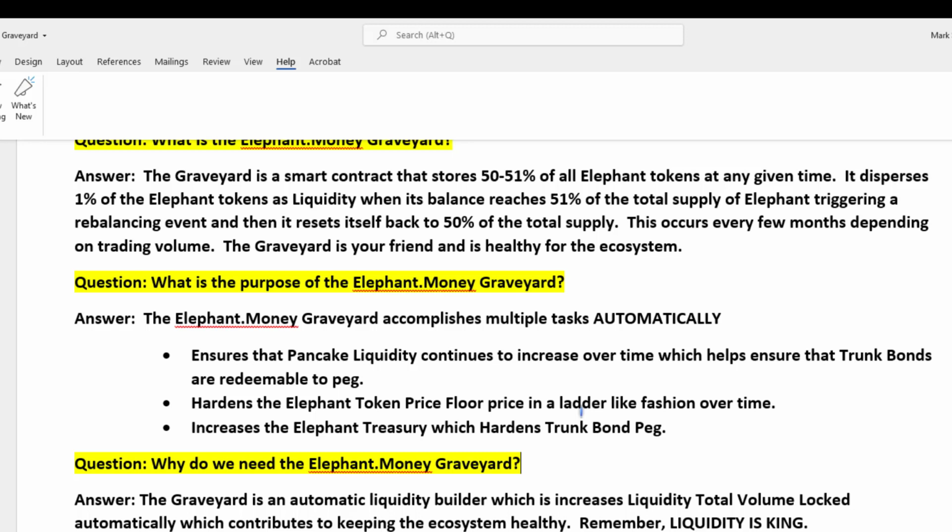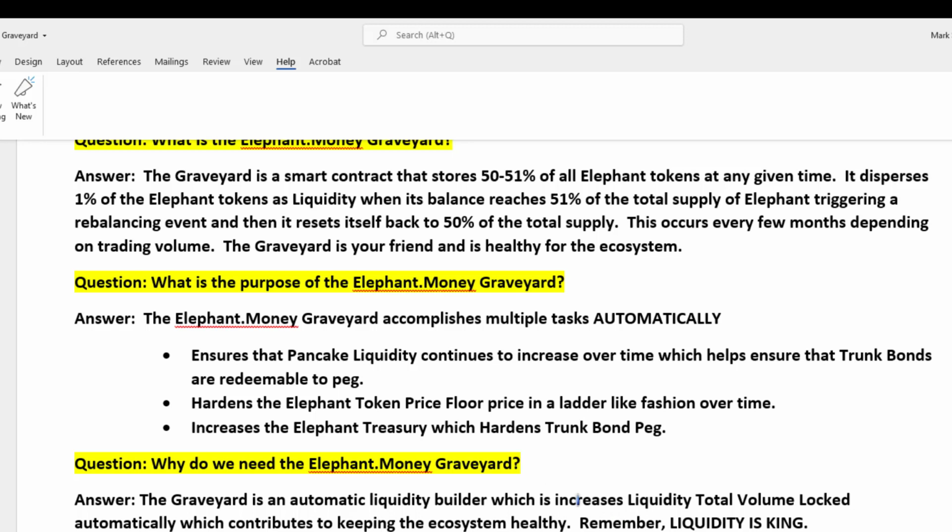But keep in mind that the 1% token rebalance event creates liquidity. That 1% is going 100% to liquidity. So it is not a bad actor in the system. It's a good actor because it's keeping the money in the system, and that is key. It's not just selling and taking the money for profits. It's selling and moving the proceeds over to liquidity. It also increases the Elephant treasury, which hardens the Trunk bond peg.